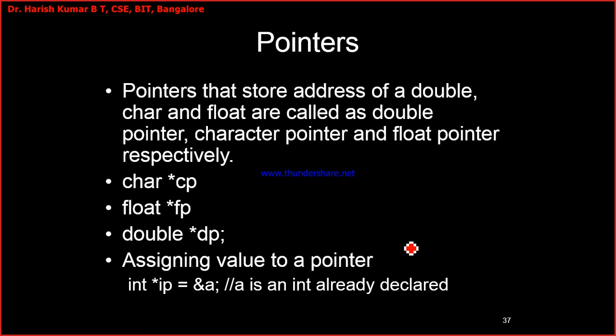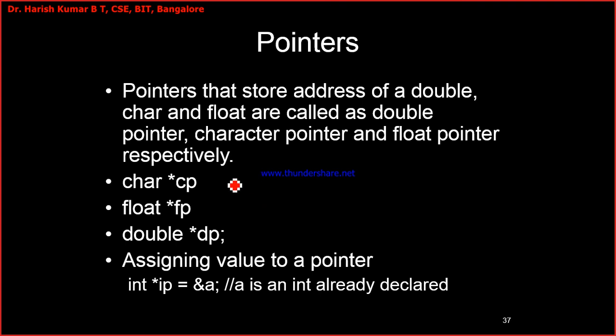Next, continuing with the pointers. The pointers that store the addresses of double, character, and float are called double pointers, character pointers, and floating pointers respectively. In the previous slide, we understood it with respect to the integer pointer. Similarly, you can have pointers created to hold the addresses of a double variable, a floating point variable, and a character variable also.